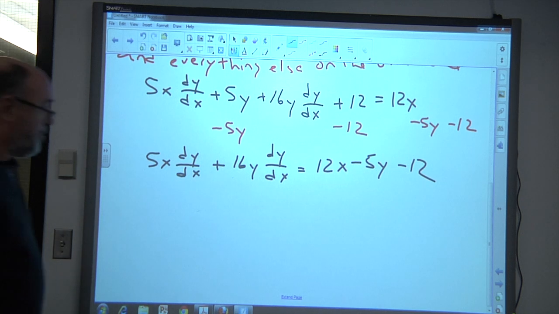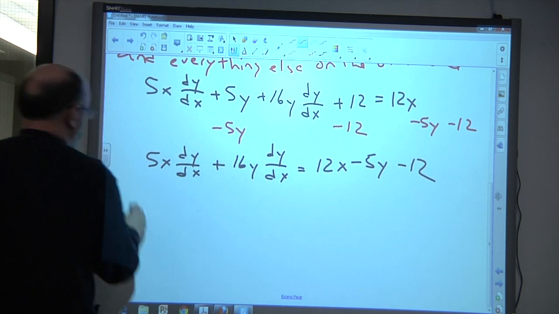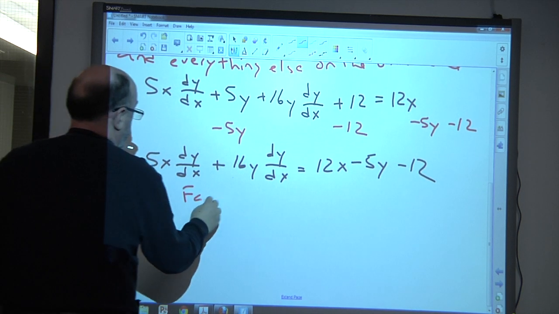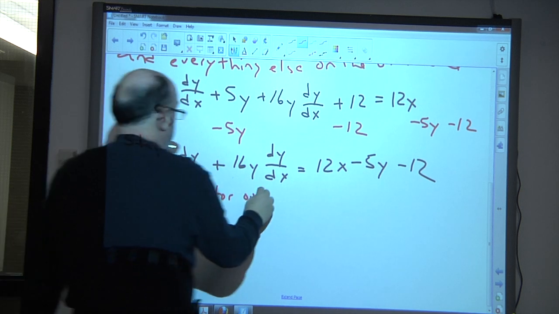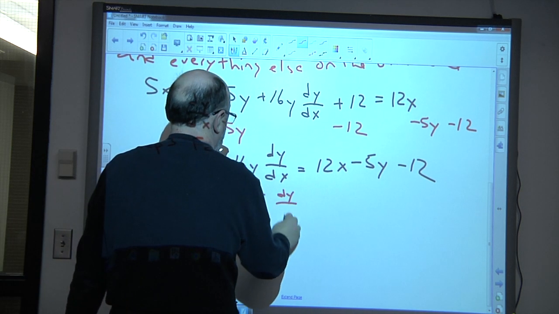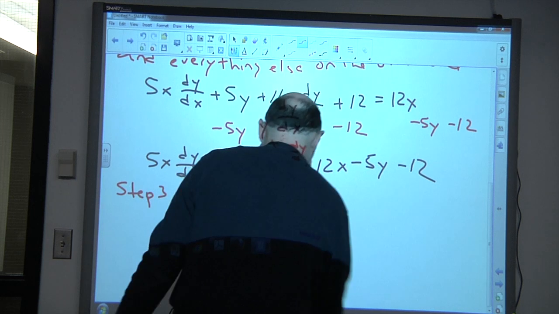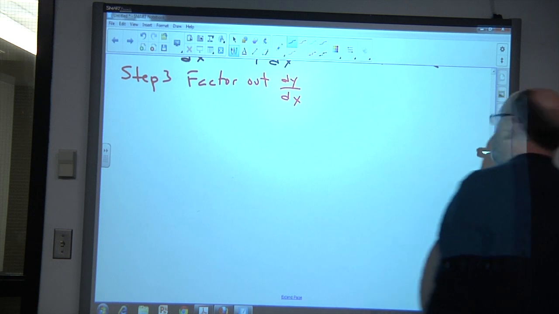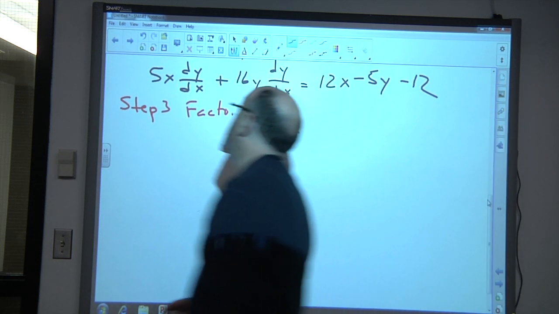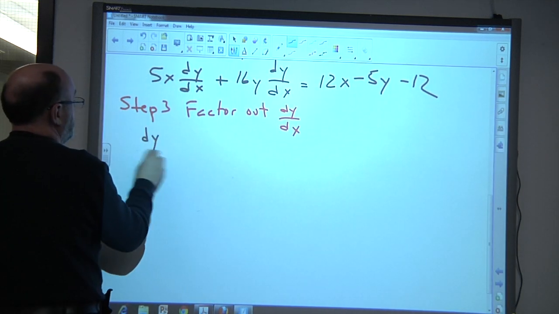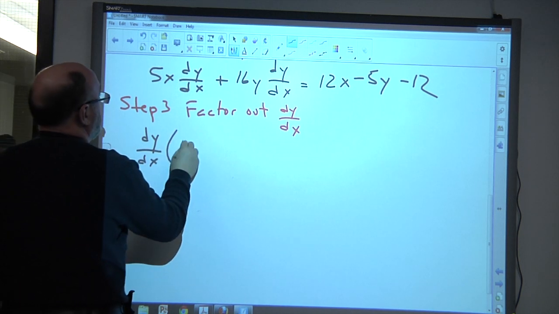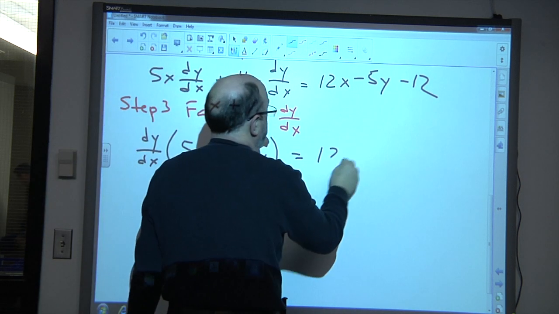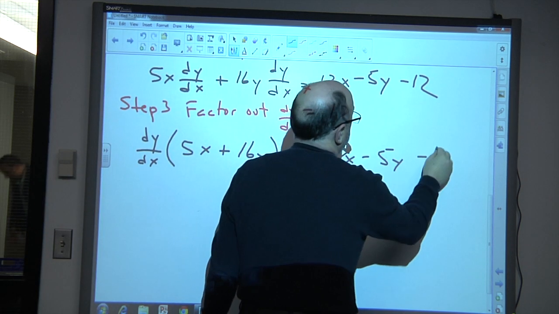Okay. Step 3. Factor out dy dx. So now we're going to just factor. So dy dx was common to my two terms here. So we take that out. We're left with 5x plus 16y equals 12x minus 5y minus 12.